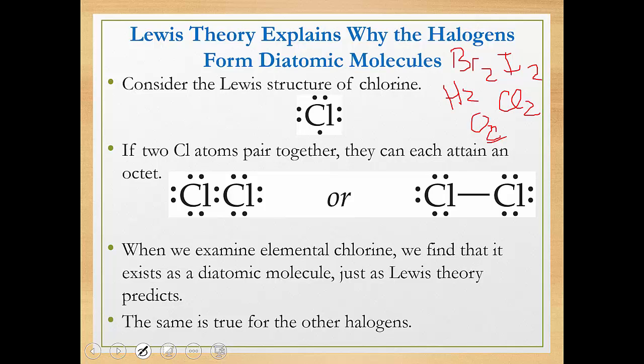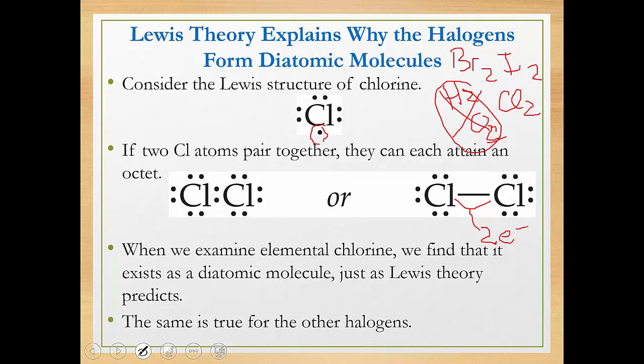So starting with chlorine, starting with the halogens here, because I included a couple here that weren't halogens, so focus on the halogens. If two chlorine atoms pair together, each one of them needs only one electron to complete the octet. It's got this one lone electron here. So if each one of them shares that lone electron, they can attain an octet. They can have a bonding pair of electrons here. Remember, that represents 2 electrons. So we find that elemental chlorine does exist in a diatomic molecule, which is what Lewis theory would predict.